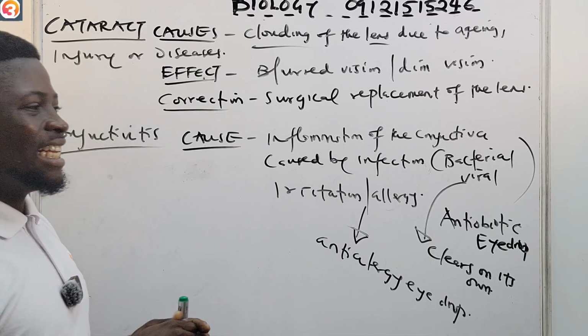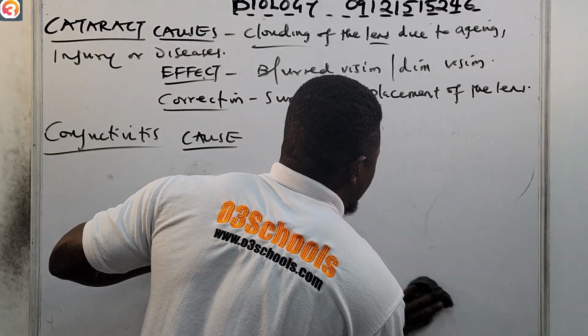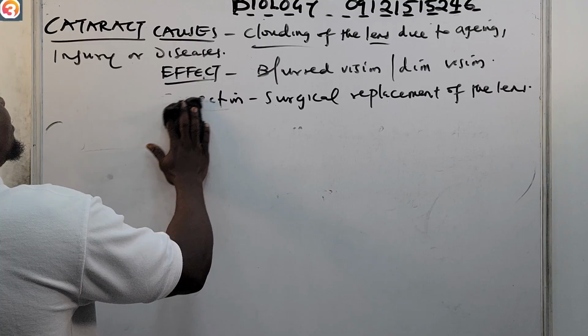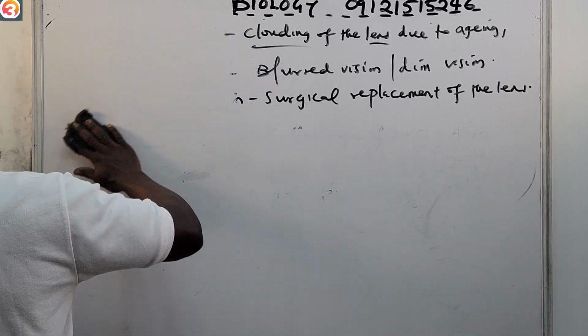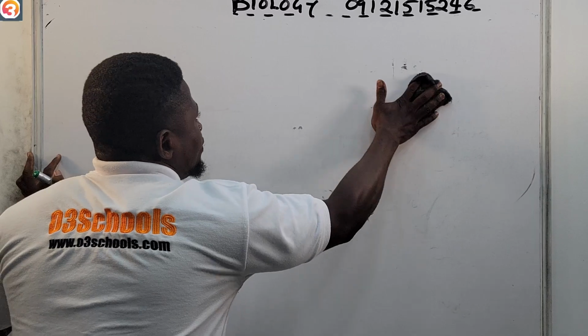Now let us see night blindness, which is the last eye defect we are going to look at. Is this the sixth or the seventh eye defect? It should be about six or seven that we have talked about so far.